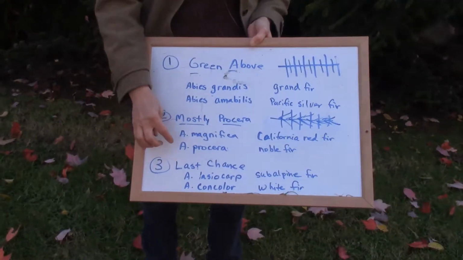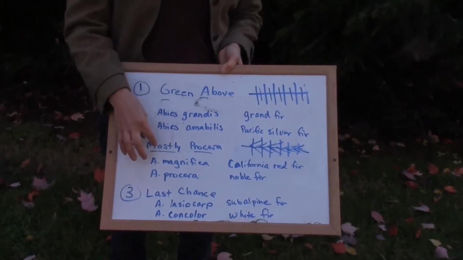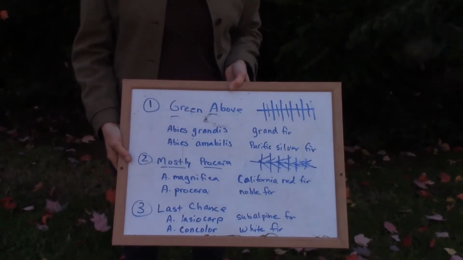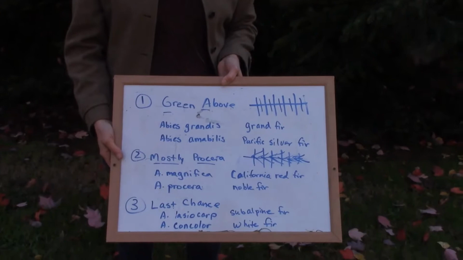Both are really popular for Christmas trees because of that beautiful bluish colored foliage, and they are easy to cultivate as well. So looking for that J-shaped hook, and then remembering that the range for noble fir is to the north and California red fir is to the south, and then the bracts, that's the way you're going to tell those 2 apart. Okay, but we're not done yet. There's more.